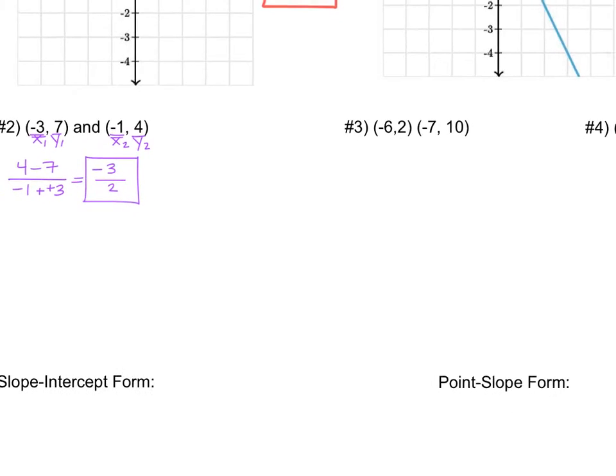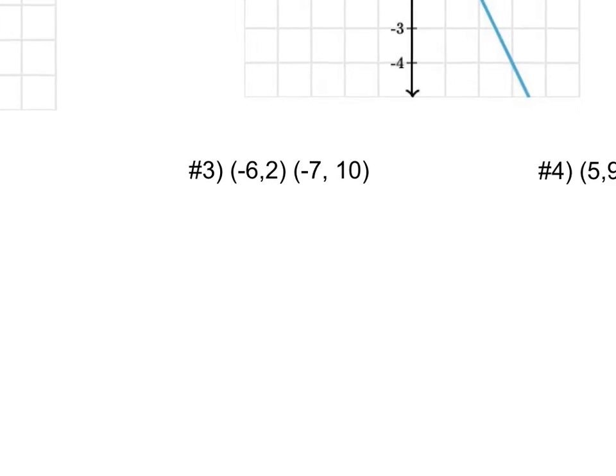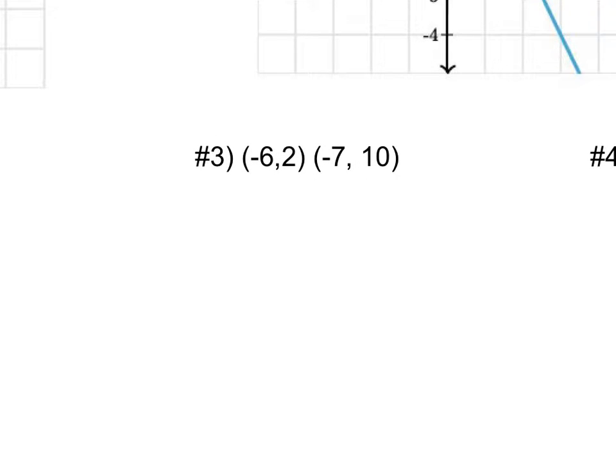Okay? Work out that next one for me on your own. Find the slope on number 3. What do you get?